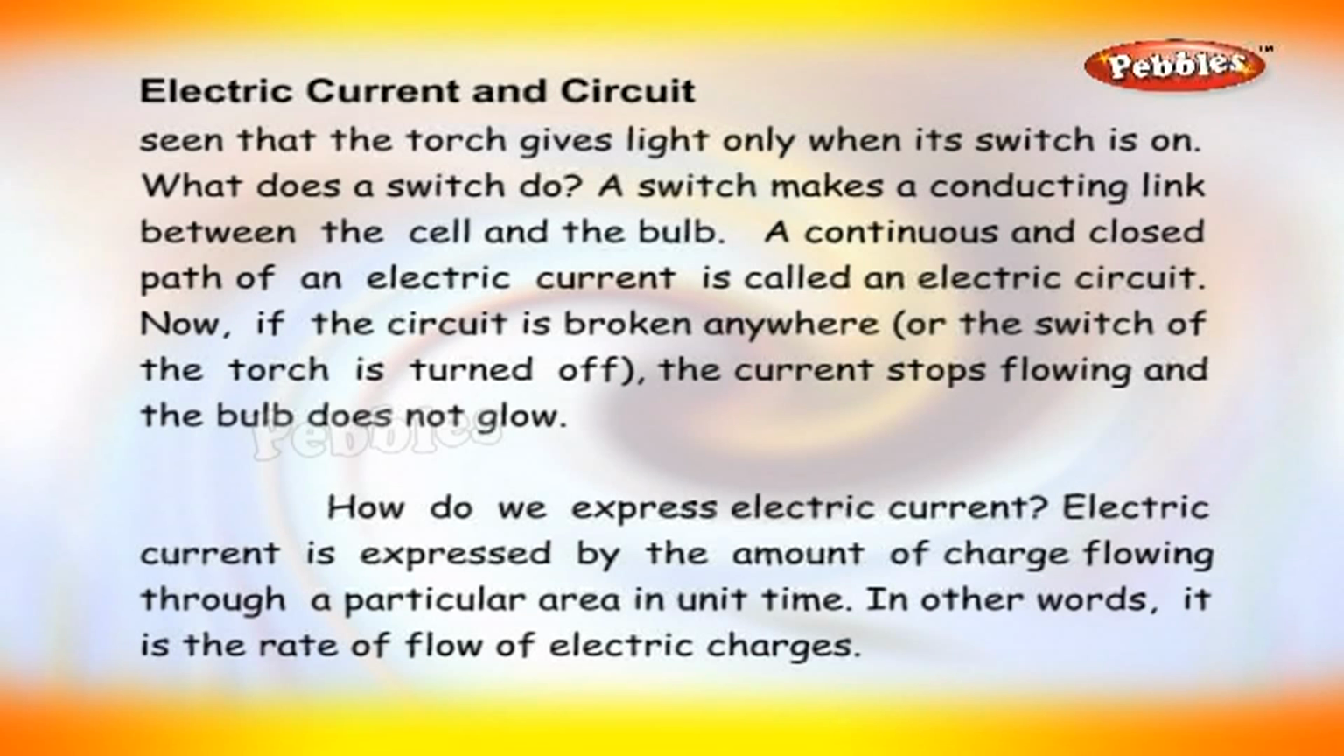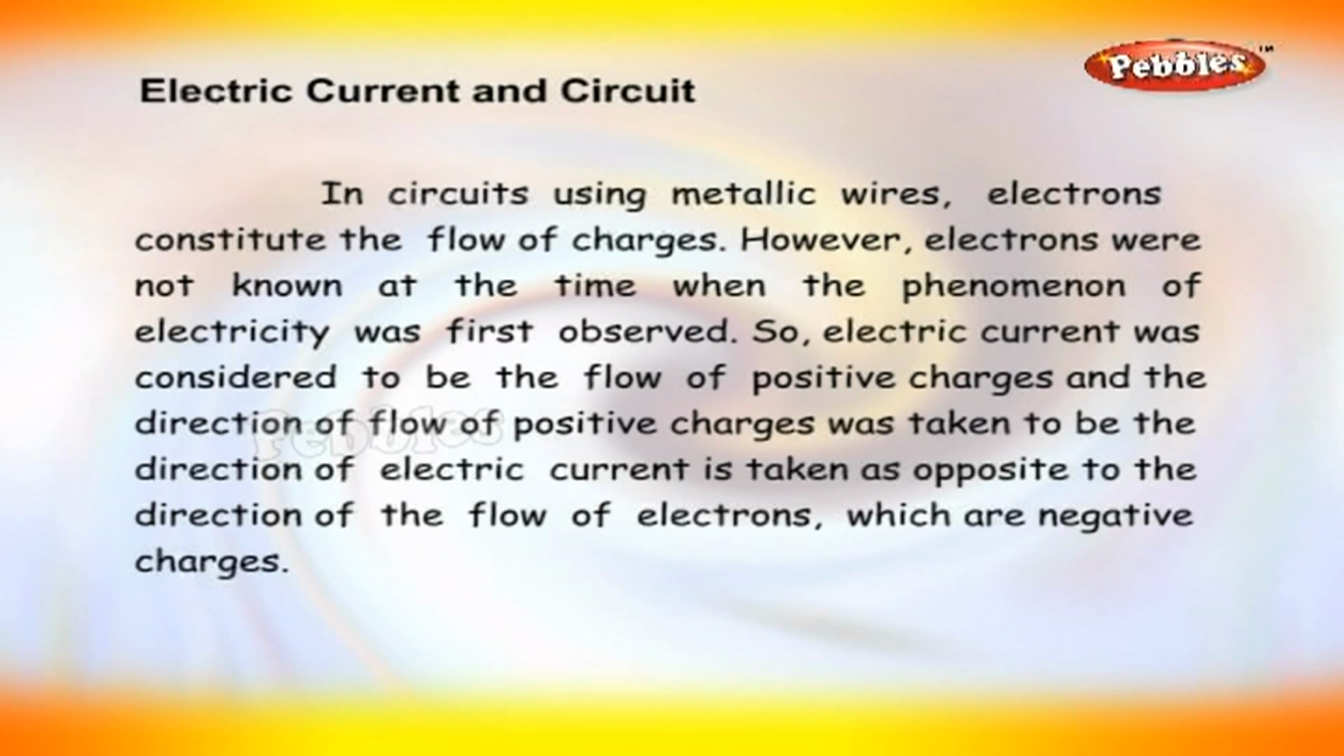How do we express electric current? Electric current is expressed by the amount of charge flowing through a particular area in unit time. In other words, it is the rate of flow of electric charges. In circuits using metallic wires, electrons constitute the flow of charges. However, electrons were not known at the time when the phenomenon of electricity was first observed. So electric current was considered to be the flow of positive charges, and the direction of flow of positive charges was taken to be the direction of electric current.